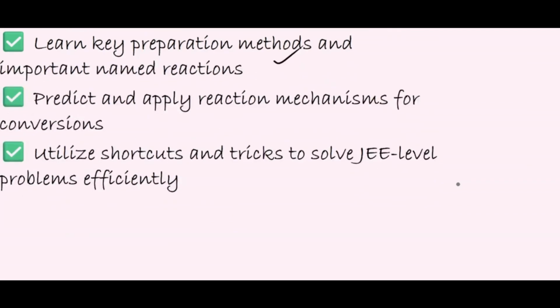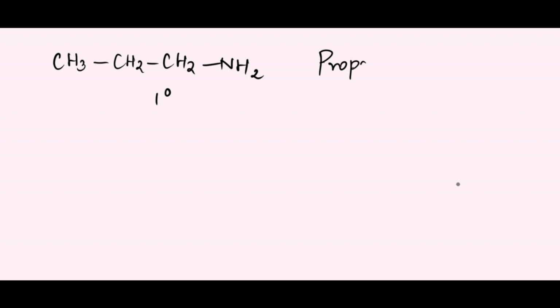So first of all, nomenclature of amines. Like we have for carbons, amines do have primary, secondary and tertiary amines. For example, here I am taking CH3CH2CH2NH2. It is a primary amine, and the name of this amine is propane, because 3 carbons are there. Propane-1-amine.